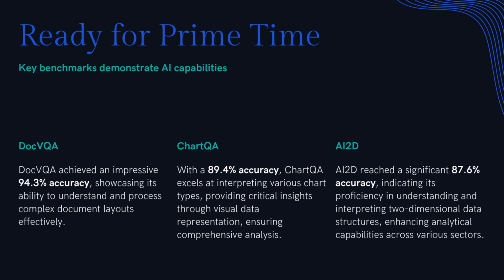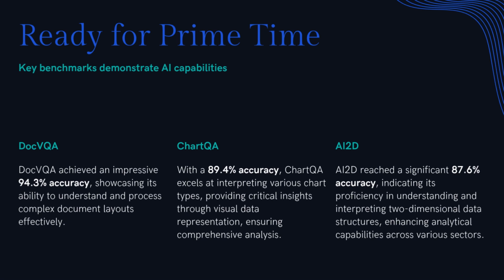For DocVQA, that's question answering on multi-page documents, the Nano2 VL hits 94.3% accuracy. 94.3%. That sounds impressive. What does that mean practically? It means potentially a massive reduction in how much human review is needed for tasks like checking loan applications or analyzing contracts. It speeds things up significantly.